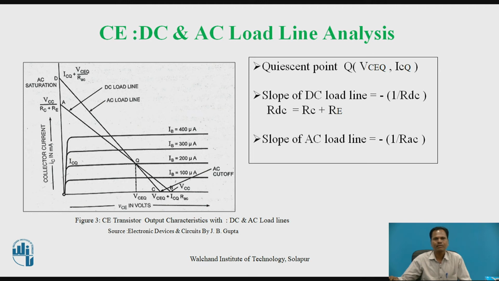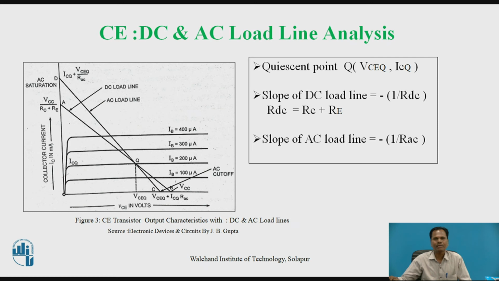The circuit designer or user can select any point on this DC load line as a DC operating point or a quiescent point, in short a Q point. The position of a Q point on a DC load line depends upon the application of the transistor. When the transistor is operated as an amplifier, the DC operating point is selected exactly at the center of the DC load line and in the middle part of the active region of the output characteristic of the transistor.